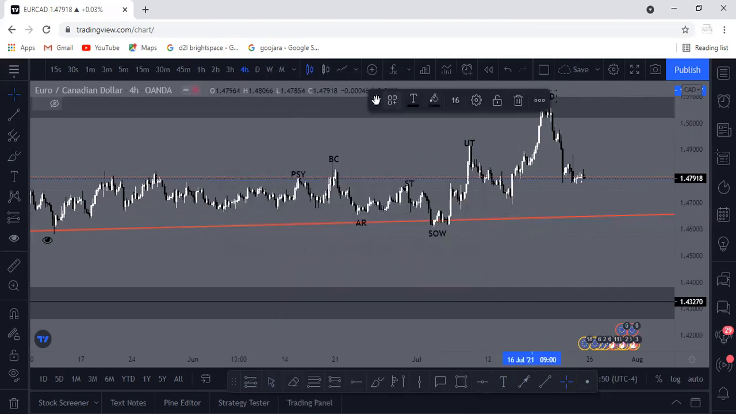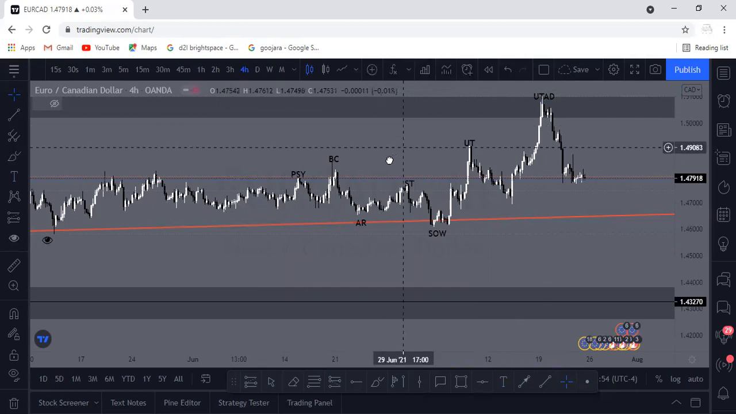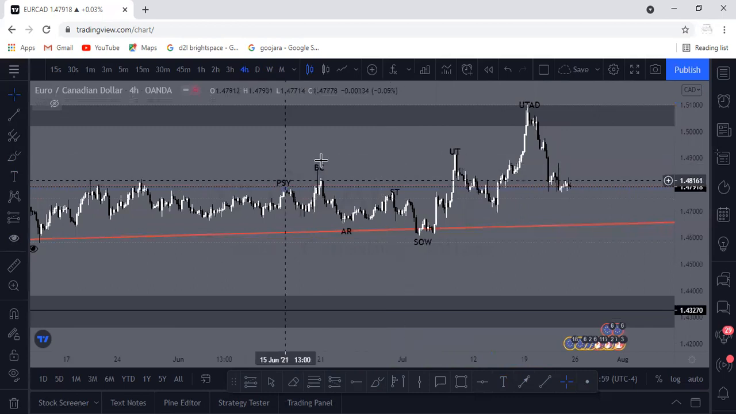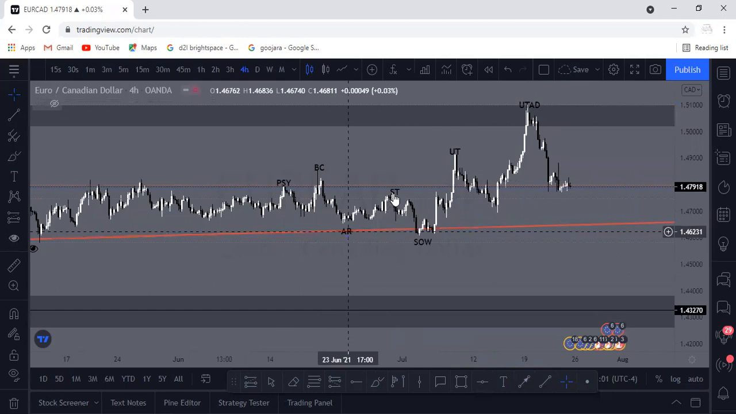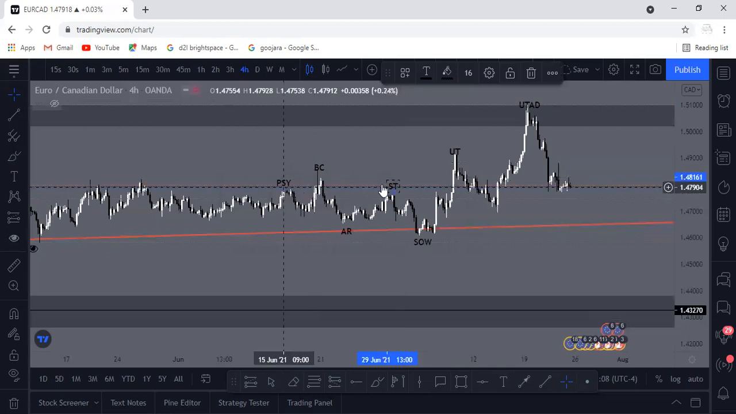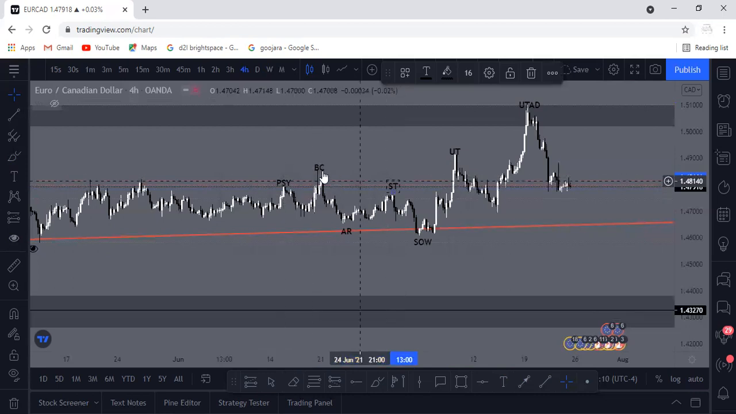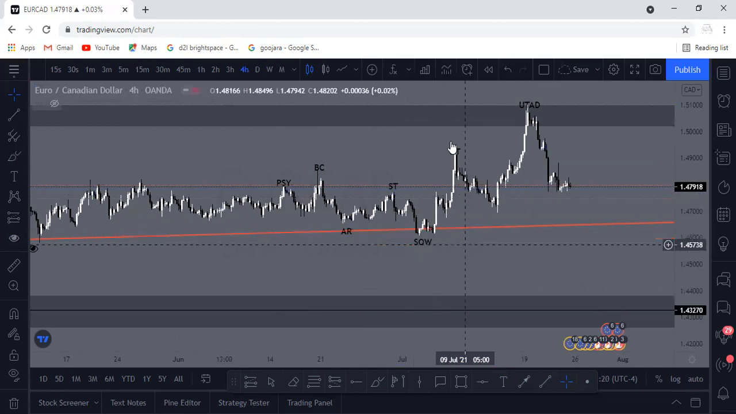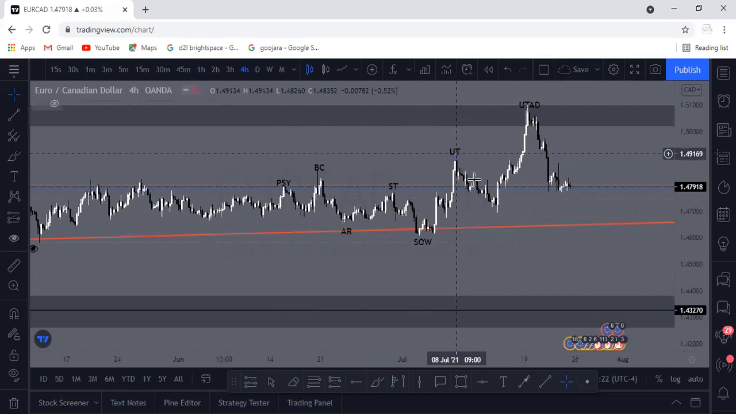So, okay. Right here, this is what I was talking about. I said to you that this is the preliminary supply, buying climax, automatic reaction, secondary test, which must be below the buying climax. These two, the preliminary supply and secondary test, must be below the buying climax. The buying climax must be in the middle, and then we have the automatic reaction. After that we have the secondary test. After the secondary test, we have to have the sign of weakness. After that, we have the up thrust. At the up thrust, you have what?